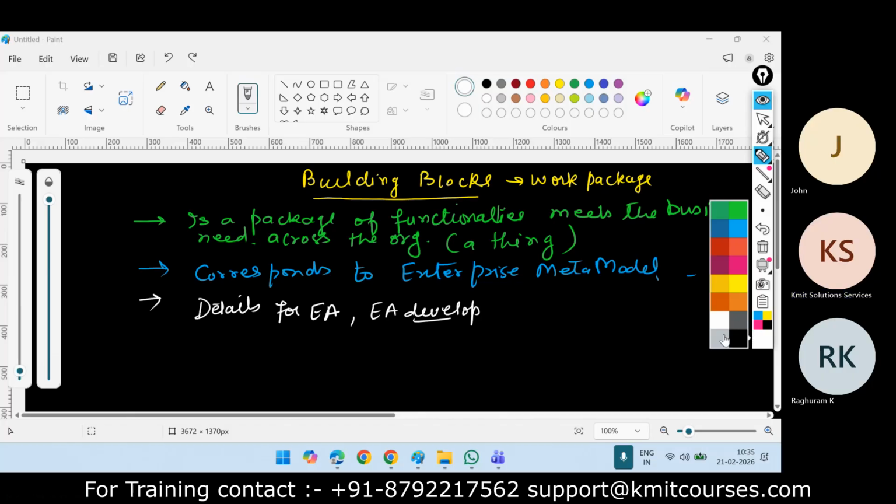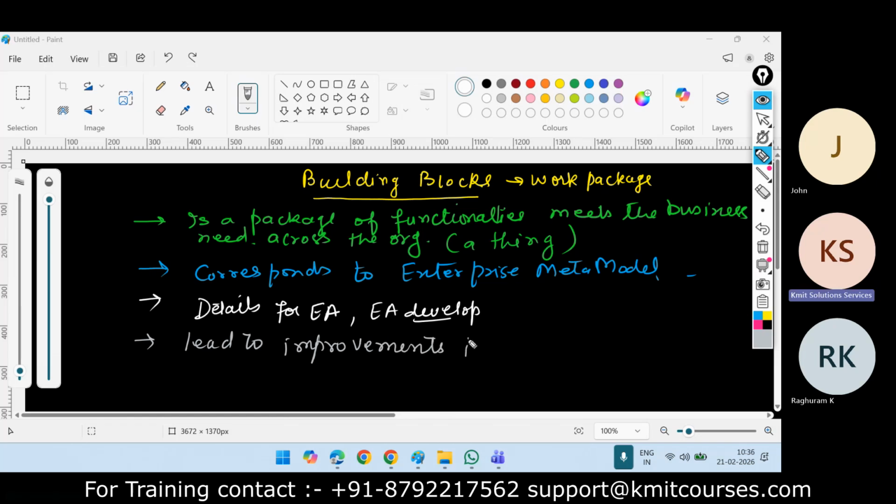Next one is that whenever we are using these building blocks, it could be a tool, an application, or, as I mentioned, some system, a thing which is in the enterprise architecture. So whenever you have the building block, it can lead to improvements in legacy systems. It can lead to improvement in interoperability.